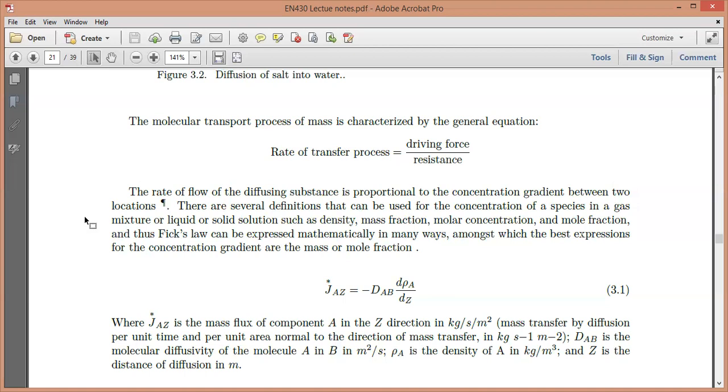Okay. Rate of transfer process is equal to driving force over resistance. That's a formula that we use. So now, what is mass transfer? We looked at it, isn't it? We said it's the transfer of molecules from a place of high concentration to a place of lower concentration, isn't it? Yes. So is there a chemical reaction happening in mass transfer?